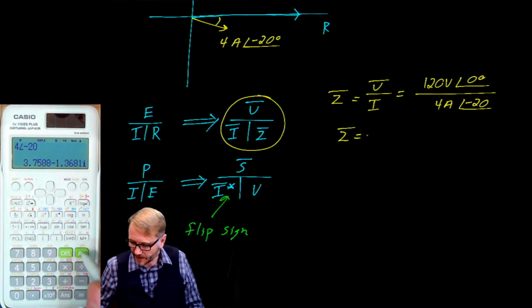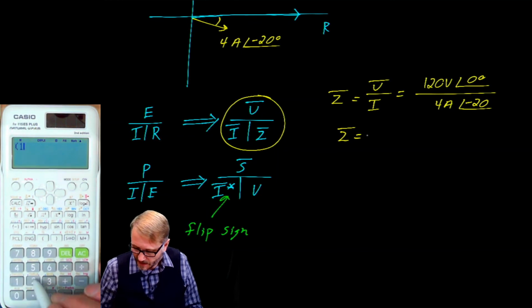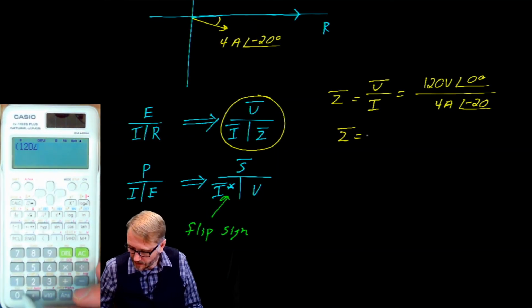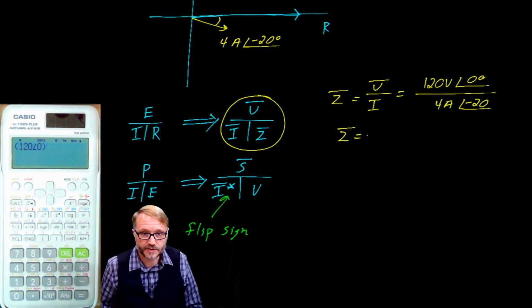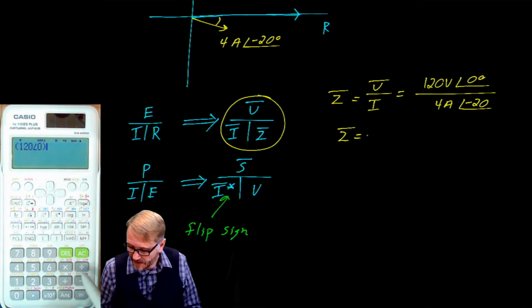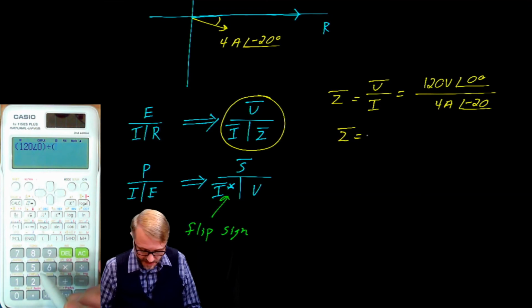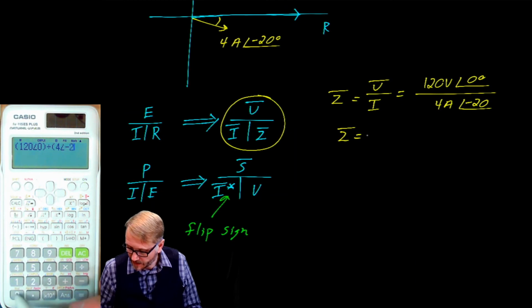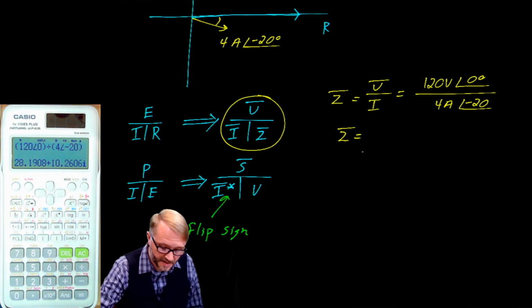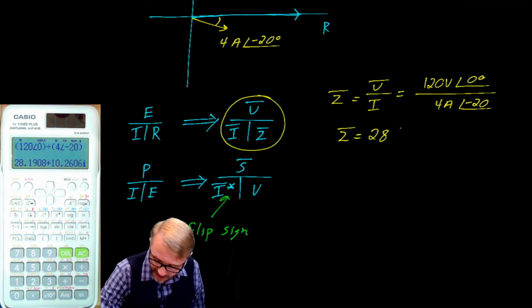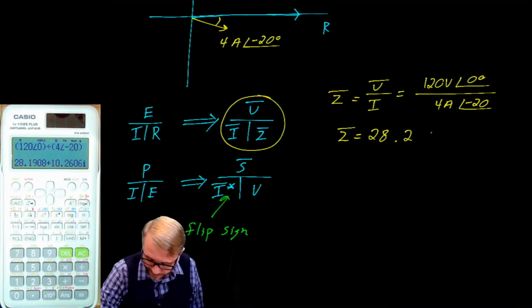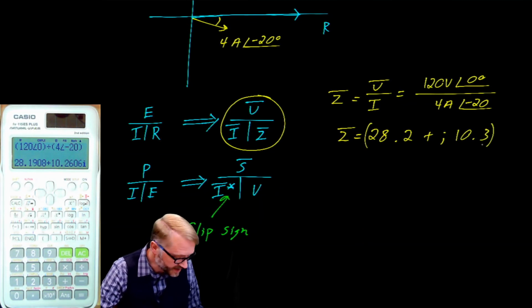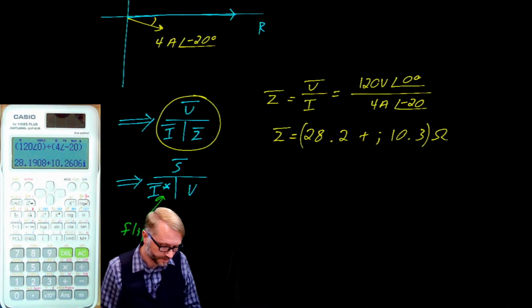Again, this is where we lean on our calculator. We would enter that as parenthesis 120. We don't need to, but we'll put the angle in there. So 120 volts at a phase angle of 0 degrees divided by parenthesis 4 at a phase angle of negative 20. And we hit equals. That tells us that the impedance of the circuit is 28.2 plus j10.3. And impedance is in ohms.